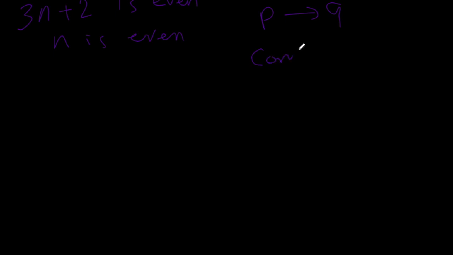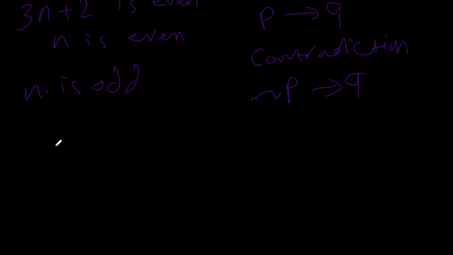Now we want to use contradiction to prove the same. So we have 3n plus 2 is even, we have n is even. Now we will start with the negation of q, so we have not q, and in this case we will take n as odd, and we will see if from n as odd, we can reach 3n plus 2 to be an even number.